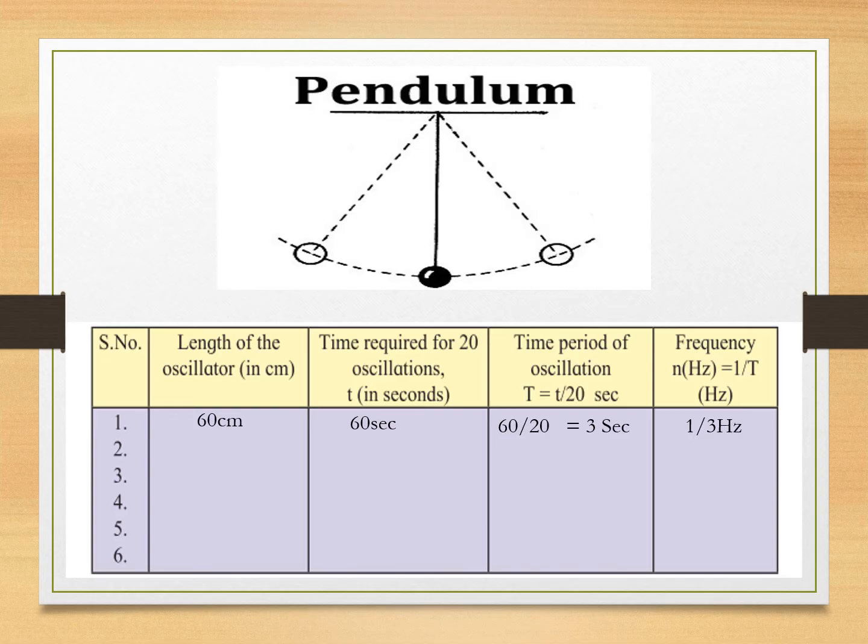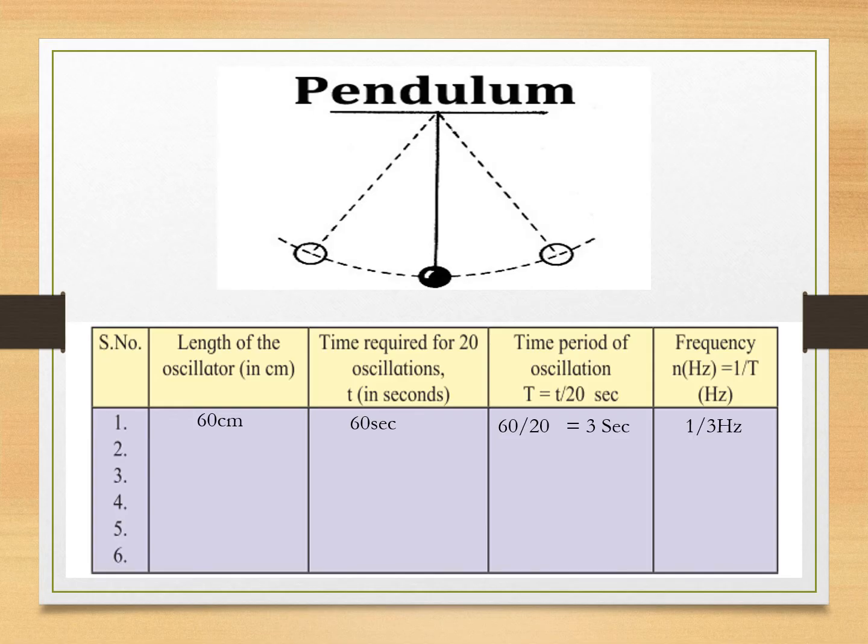Then repeat this procedure 4 to 5 times, decreasing the length of the pendulum by 10 centimeters every time. Means, whatever first length you took, every time you have to decrease the length of the thread by 10 centimeters. Then record your observations like this. See this table, you have to record all the observations.